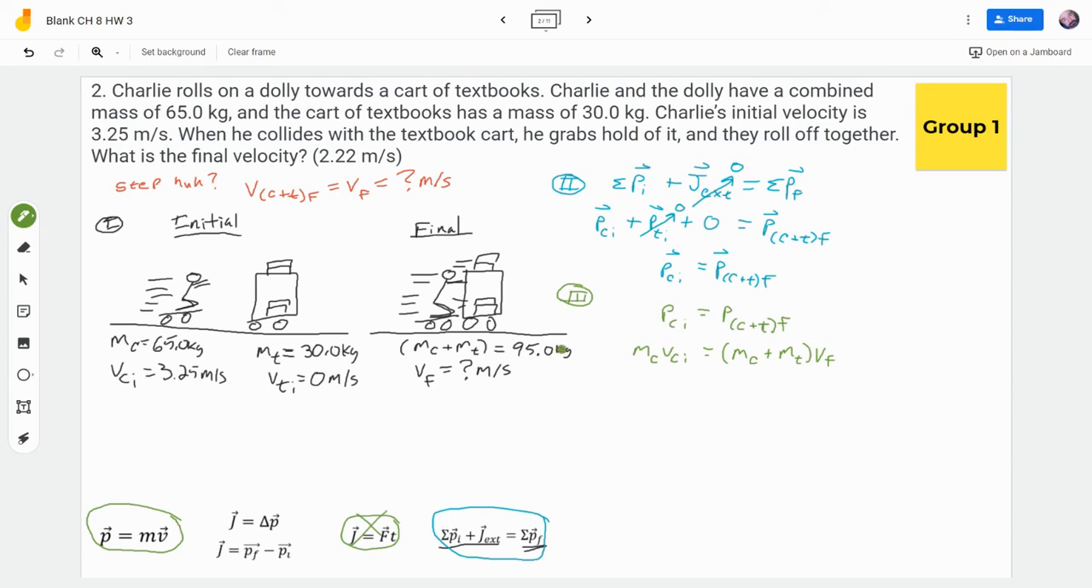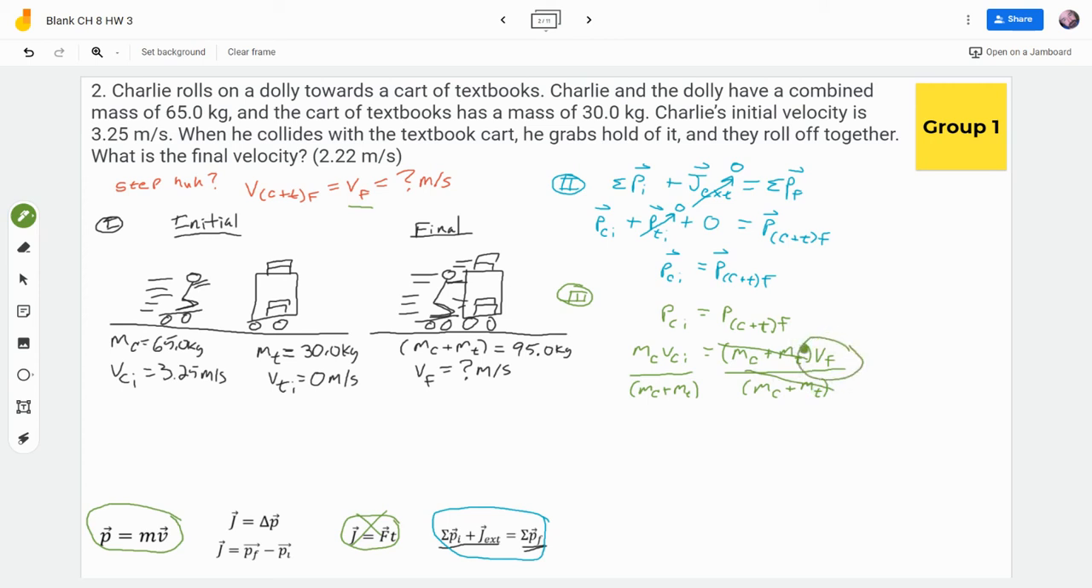Now remember, we're trying to get V final by itself. So to do that, we've got to divide both sides by this term. Make sure you get your algebra correct and you put it into your calculator correctly. So one way to do that is parentheses, mass of Charlie plus mass of textbook over here on the other side. Now we cancel these guys out on the right side. So on the right side, we just have V final all by itself, which is what we wanted.